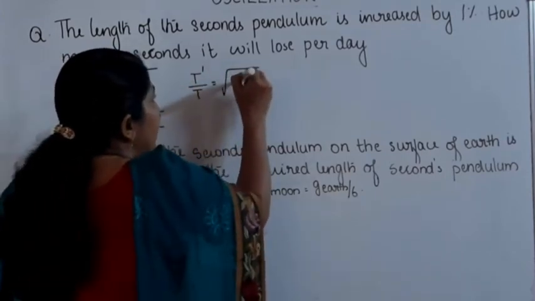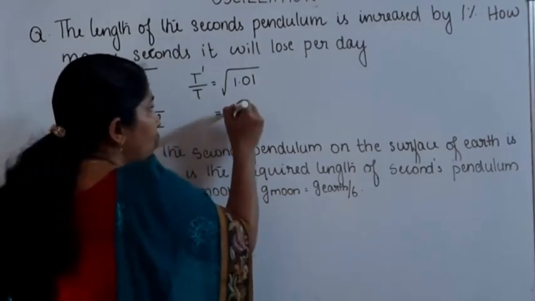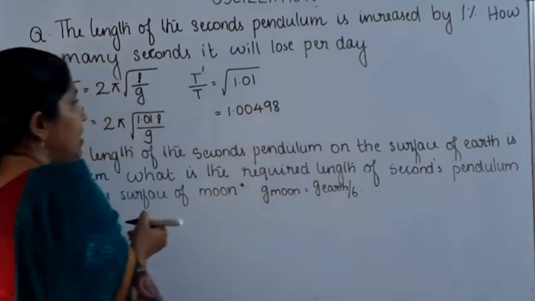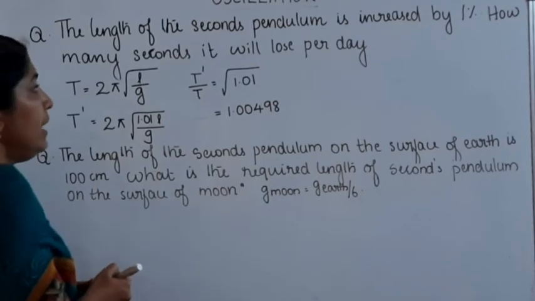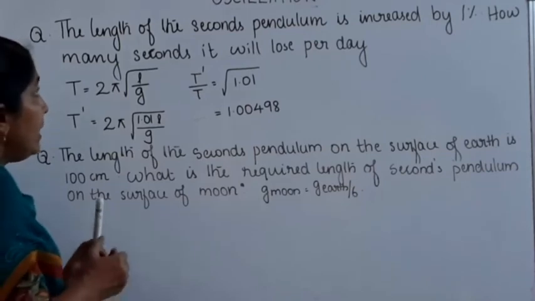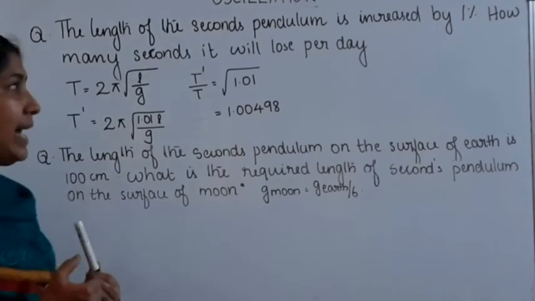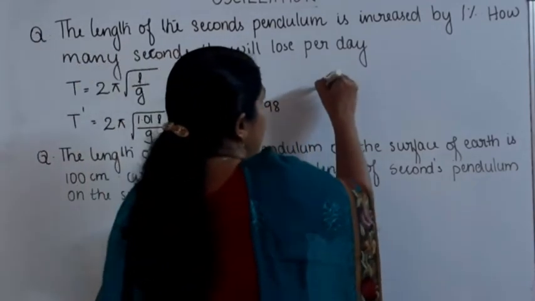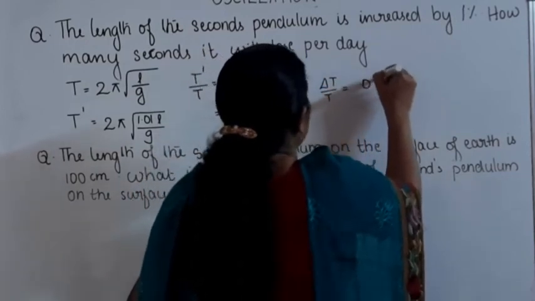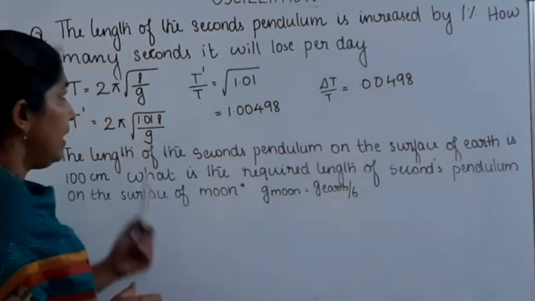Then from this equation we can write T' divided by T is equal to root of 1.01. Root of 1.01 is equal to 1.00498. T' divided by T is equal to 1.00498. We want to find out how many seconds it will lose per day. For this, what about the change in time? The change in time period, delta T divided by T, is equal to 0.00498. This is the change in time.